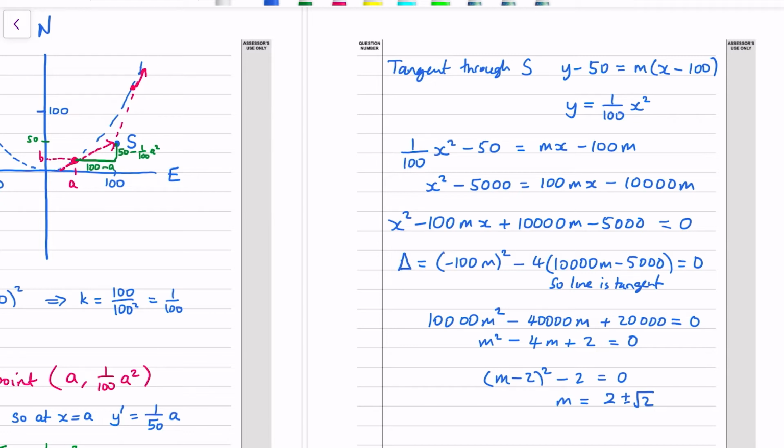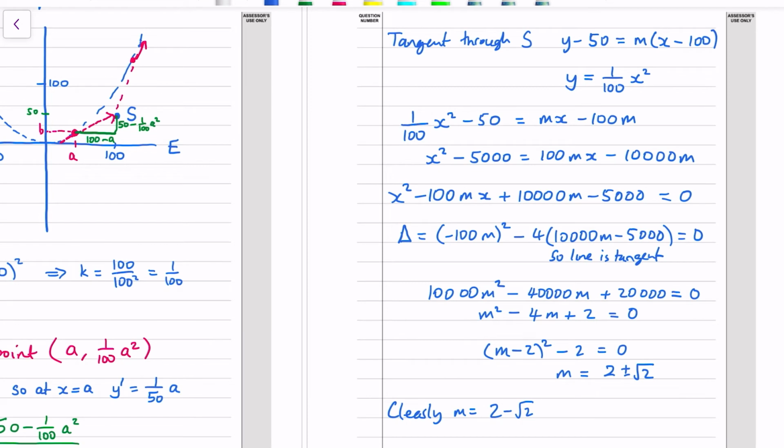So if we say clearly m equals 2 minus root 2, we want the point of intersection. So we go back to the quadratic equation that we've got, which is this one, and we replace m with 2 minus root 2. So we've got 1 over 100 x squared minus 50. Actually, no, I'll do the one below that because it didn't have the fractions in it. x squared minus 5,000 equals 100, 2 plus root, oopsies, it was 2 minus root 2 we wanted, x minus 10,000, 2 minus root 2.